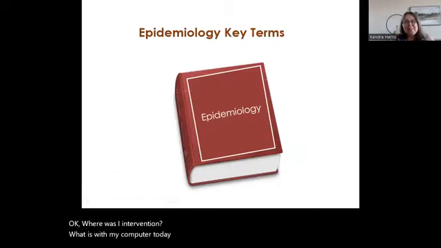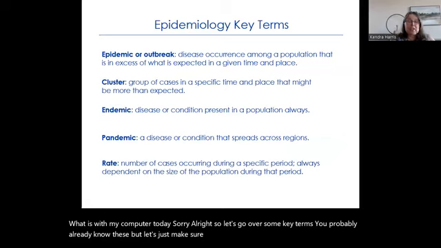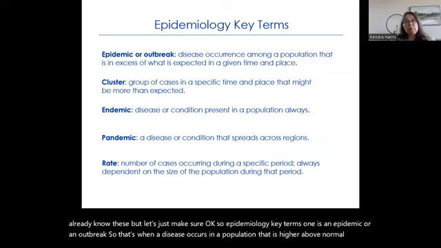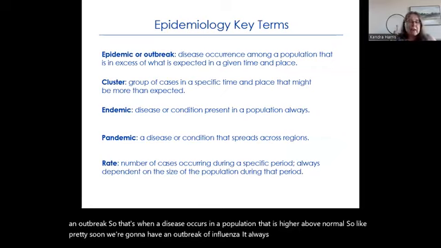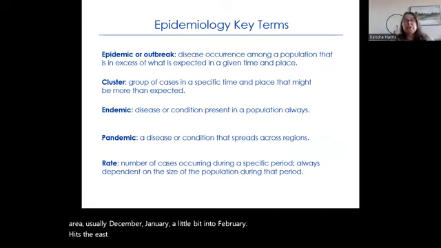Sorry. All right, so let's go over some key terms. You probably already know these, but let's just make sure, okay? So epidemiology key terms. One is an epidemic or an outbreak. So that's when a disease occurs in a population that is higher above normal. So, like pretty soon we're going to have an outbreak of influenza. It always hits California, Sacramento area, usually December, January, a little bit into February. Hits the East Coast a little earlier, so they have an outbreak more like November.